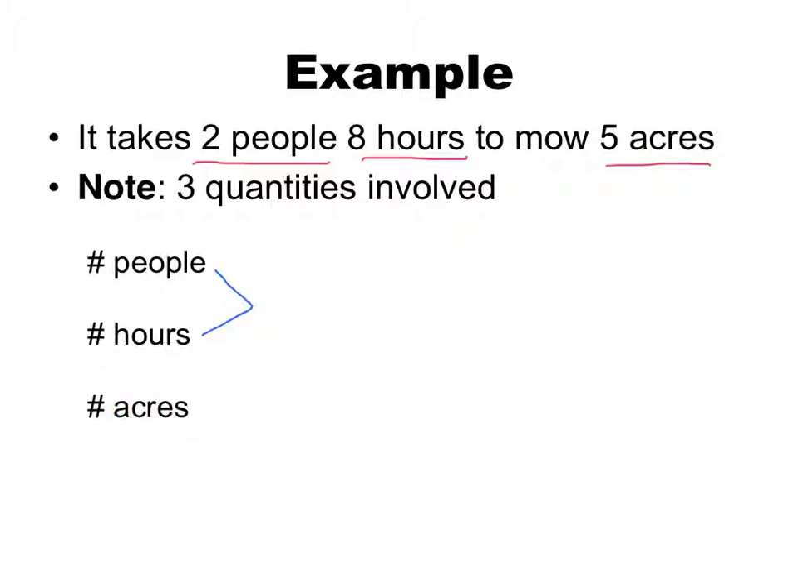And let's ask ourselves, if we doubled the number of people, how would that affect the number of hours? Would it double the number of hours, or would it cut it in half? Well, with more people, it should take less hours, so it's going to cut the number of hours in half. So that means that these two quantities are inversely proportional.